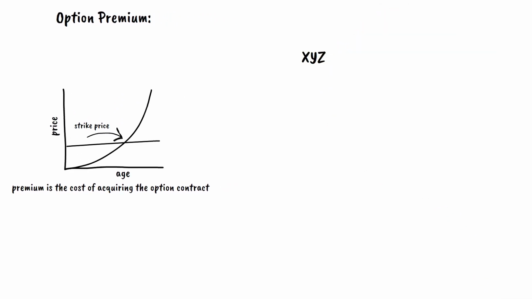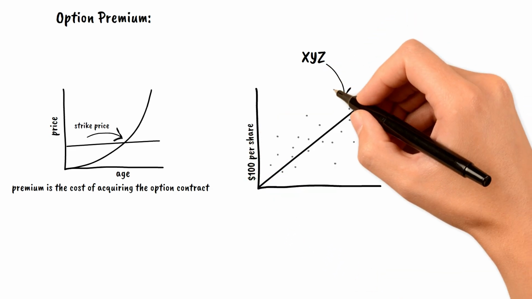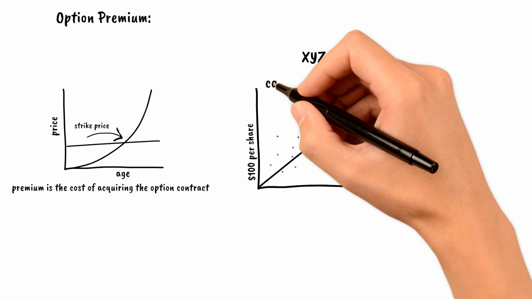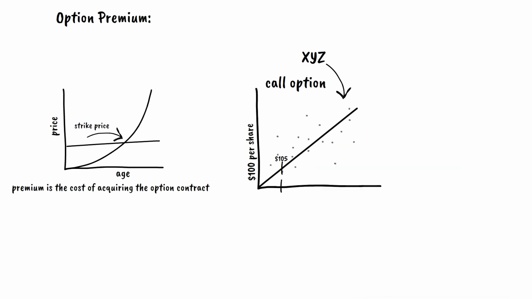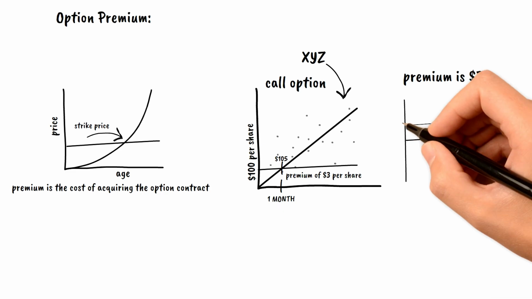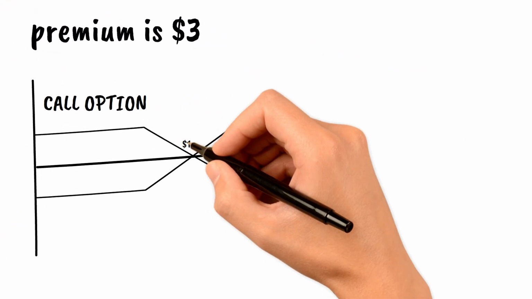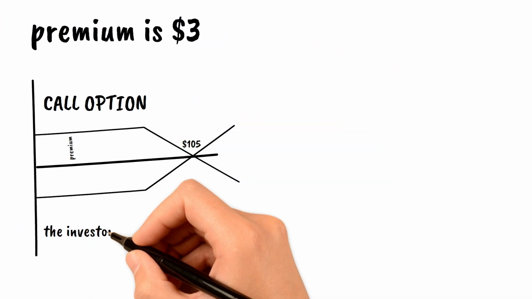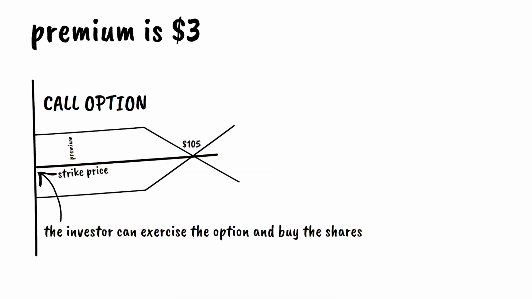For example, suppose stock XYZ is currently trading at $100 per share, and an investor believes the price will increase in the near future. The investor decides to purchase a call option with a strike price of $105 and an expiration date of 1 month. The call option has a premium of $3 per share. In this example, the option's premium is $3. The investor pays $3 per share to acquire the call option. If the stock price of XYZ rises above $105 before the option expires, the investor can exercise the option and buy the shares at the strike price.